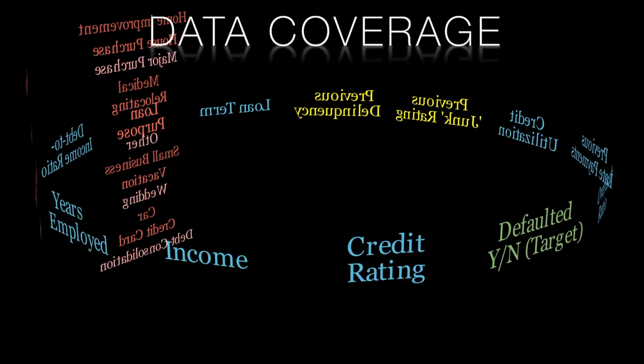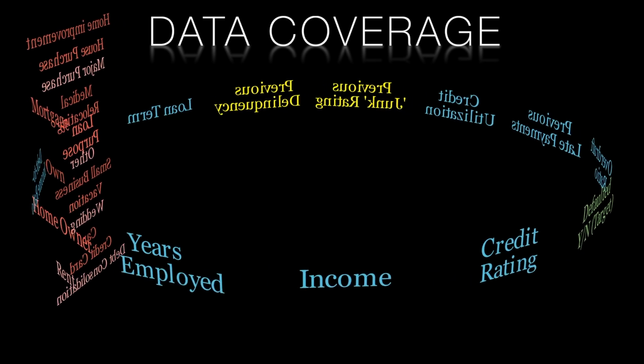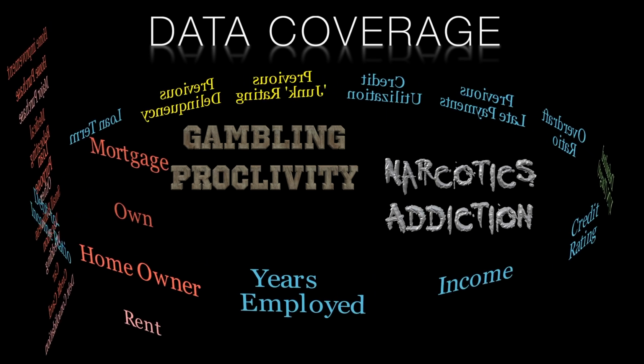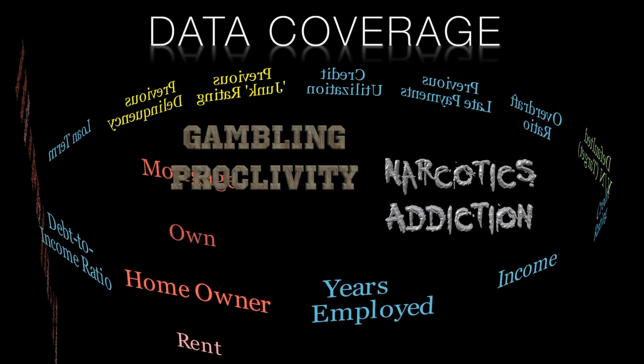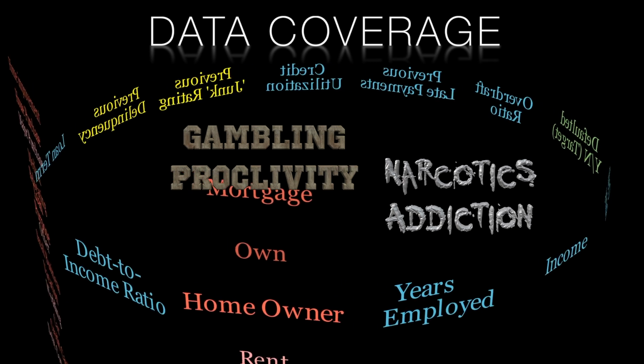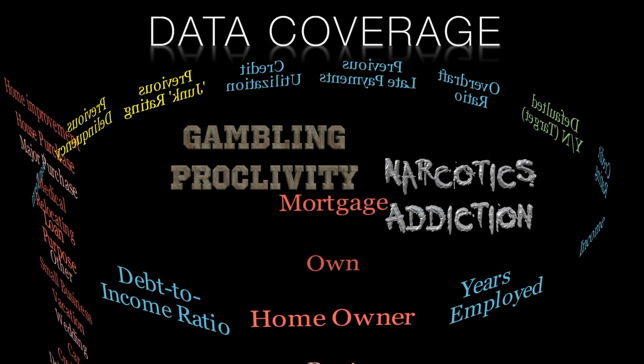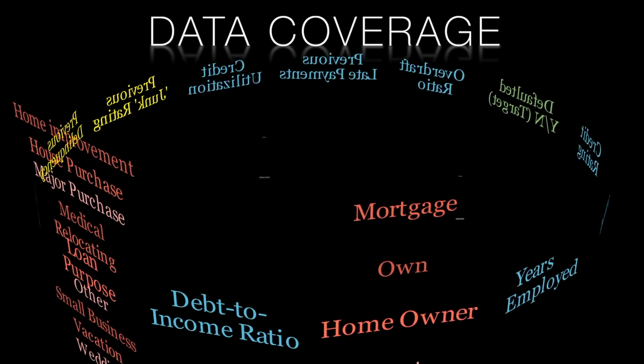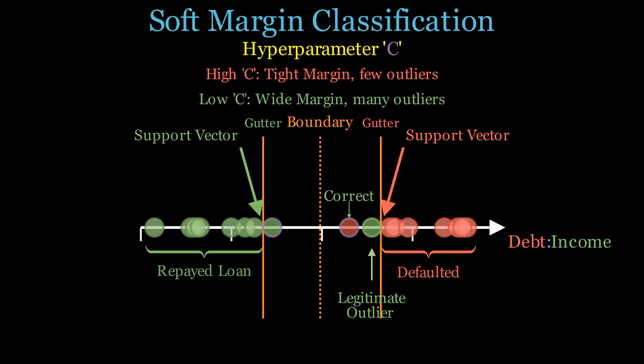Factors that we might never be able to legally or ethically capture, think about borrowers' gambling proclivity or drug addiction. These might well have a high degree of influence on whether a loan was repaid or not. Therefore, to account for crucial but missing parameters, we should be tolerant of outliers. And again, fortunately, support vector machines account for this and allow us to experiment with different values of our classification hyperparameter C to give us soft margin classification.